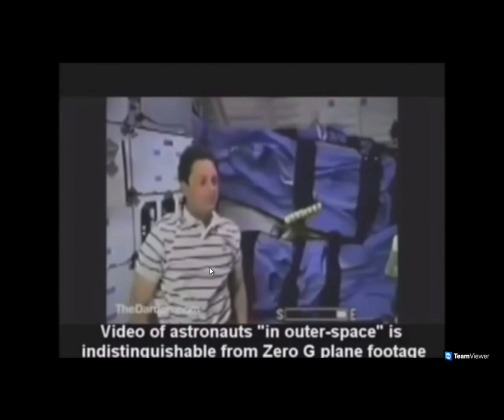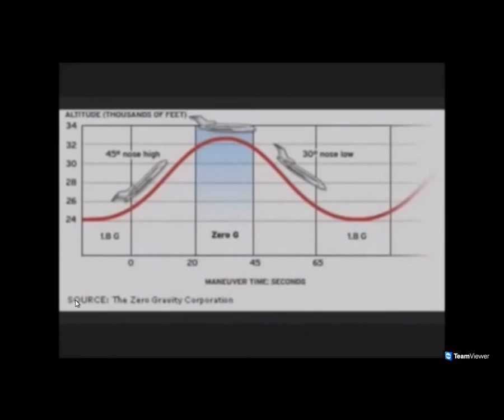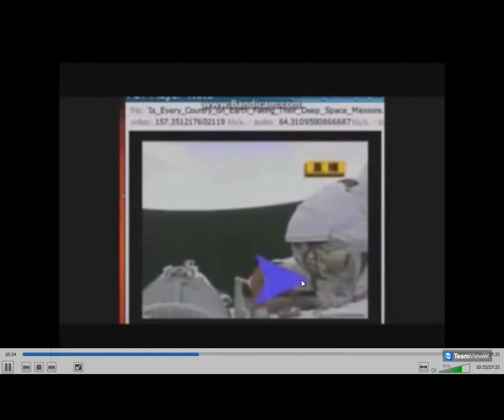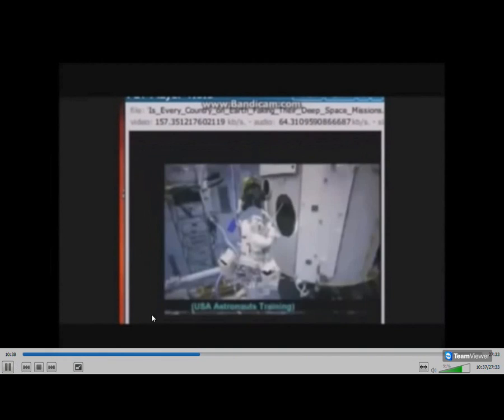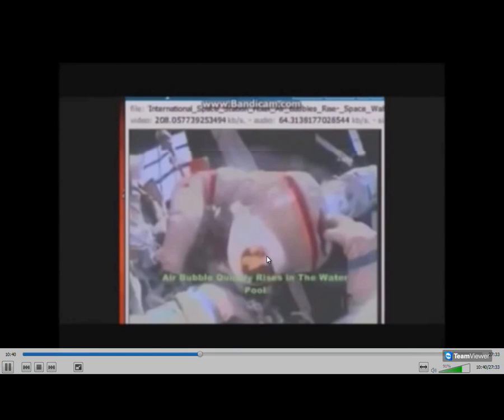The second way, when they're at the fake International Space Station fixing things outside of it, this is done in a pool, in a dark pool, actually underwater. And you can see bubbles rising out of the pool, proving that they're in a pool in many of their spacewalks. Where are the bubbles coming from? Outside space shots are done in the pool.